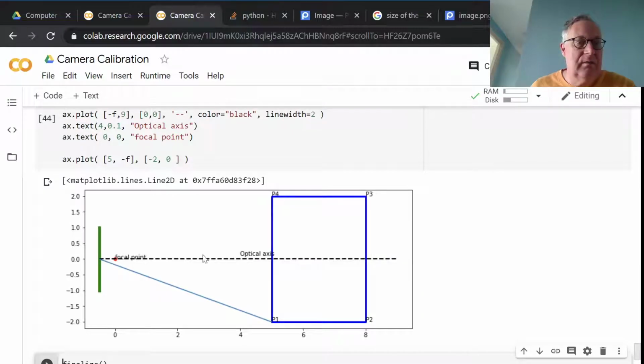That line here that goes through the center of the image plane and the focal point is called the optical axis of the camera system.